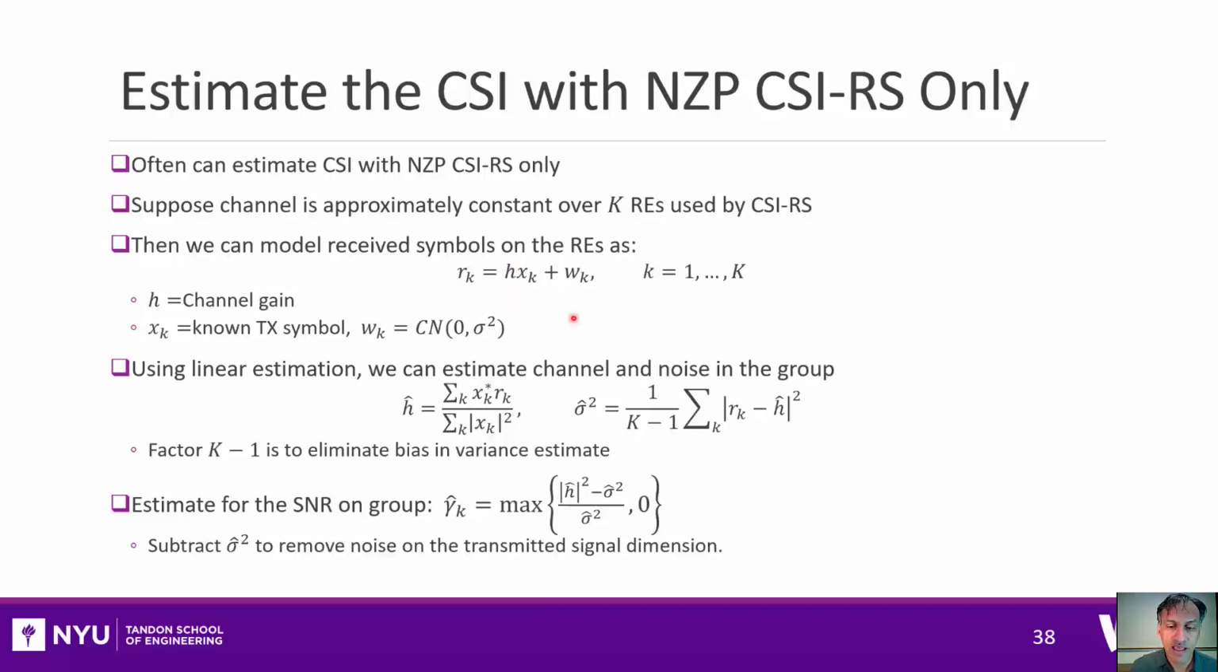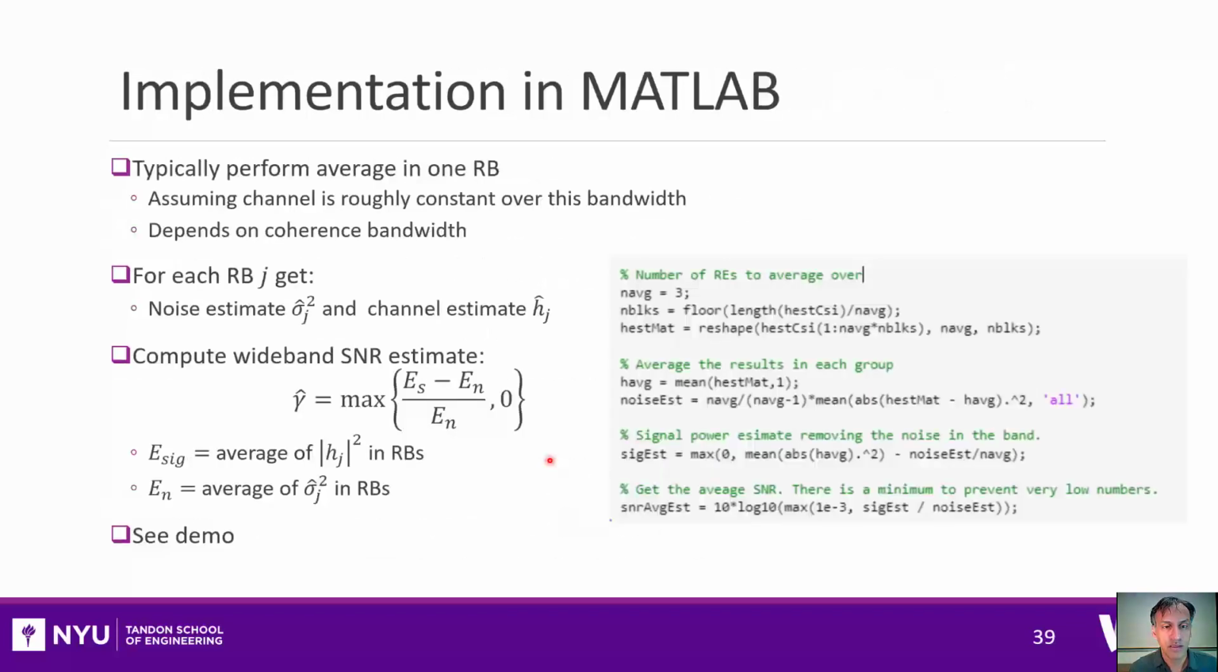That's the case if this assumption is valid, and that depends, of course, on the coherence bandwidth of the channel. Then I can find an estimate for this H just by doing a simple linear estimate, because I know the X's on the reference signals, and I know the R's, so I can estimate H with standard linear estimation. Then from that H hat, I can subtract that out to get the estimate for the noise, and then I can get that estimate for the SNR on that group. And then I could go ahead and average that SNR over multiple groups, depending on the frequency resolution of the report back that is needed to the base station.